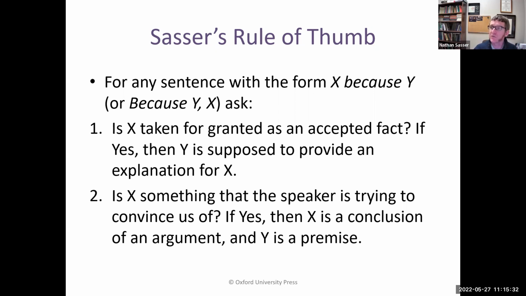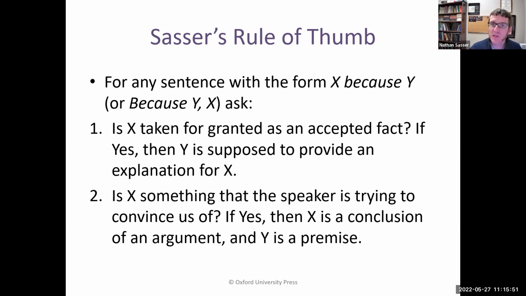An argument is trying to give reasons to prove some conclusion that is not taken for granted. An explanation, on the other hand, isn't trying to prove that something is the case. It's trying to show what caused that fact to occur.